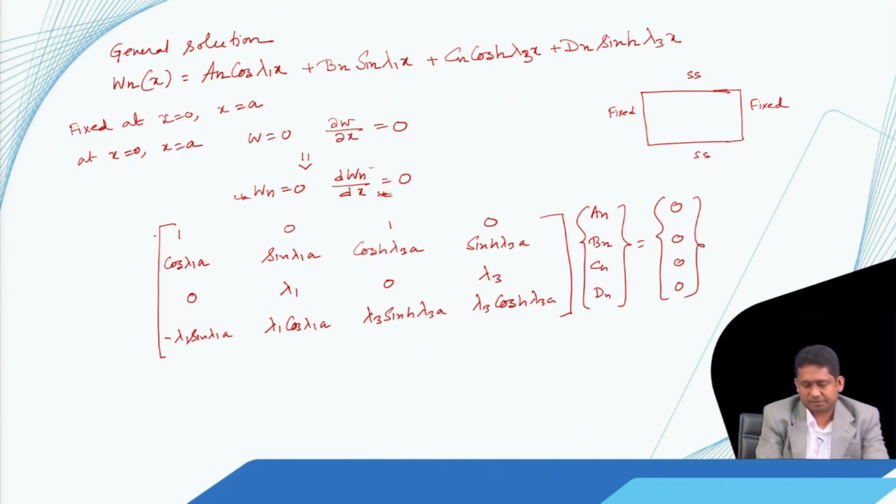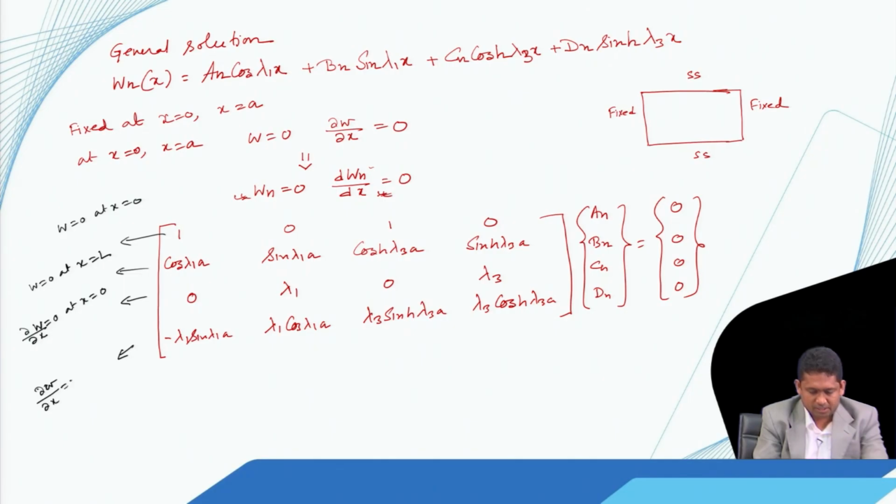Now here the first equation comes from w equal to 0 at x equal to 0. The second equation comes from w equal to 0 at x equal to a. Third equation comes from del w by del x equal to 0 at x equal to 0, and then the fourth equation comes from del w by del x equal to 0 at x equal to a.